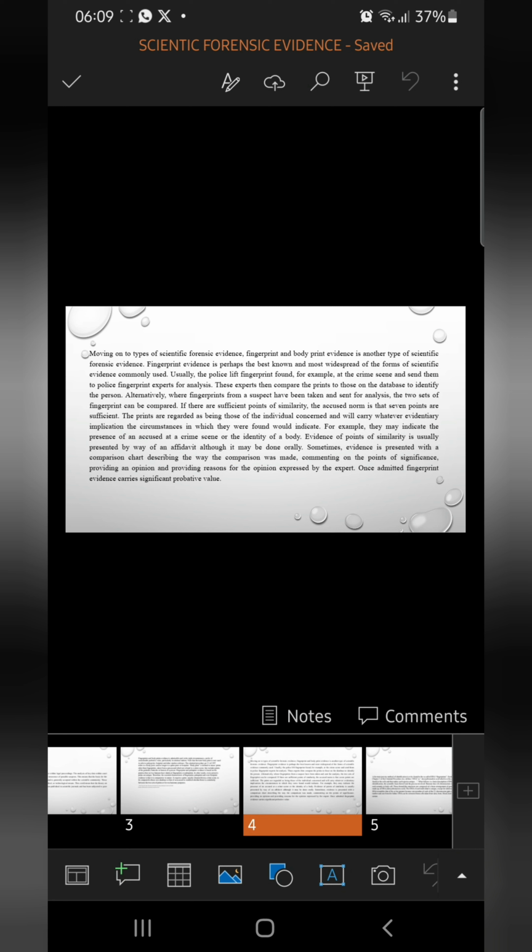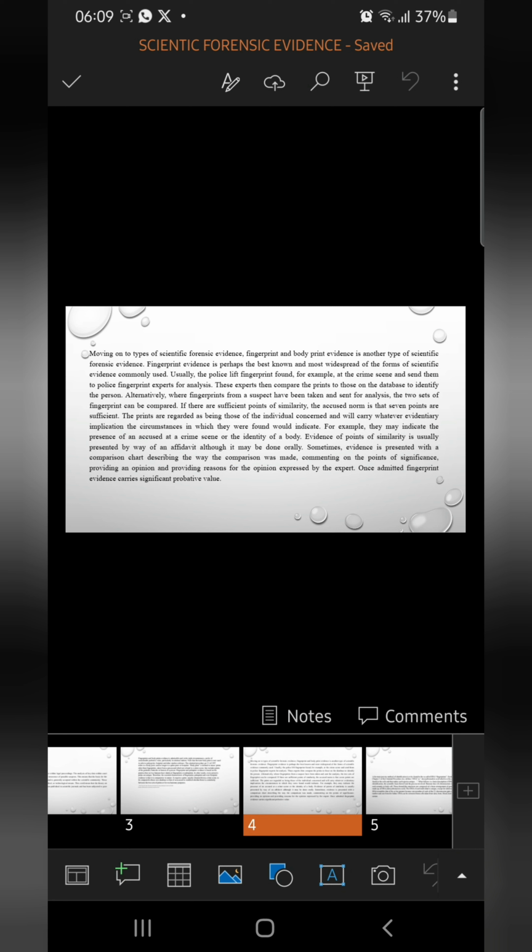Fingerprints and body evidence is admissible, and in the right circumstance it can be of considerable probative value, particularly in criminal matters. So scientific forensic evidence is usually used in criminal matters. Note that the term body print is now used to refer to a palm print, footprint, or other similar evidence. Moving on to types of scientific forensic evidence.